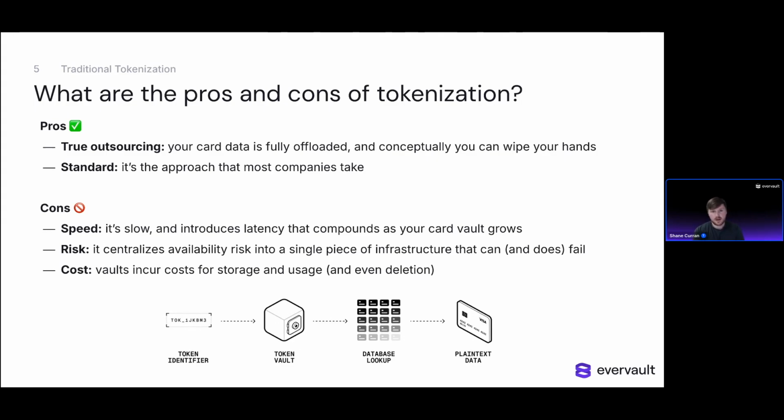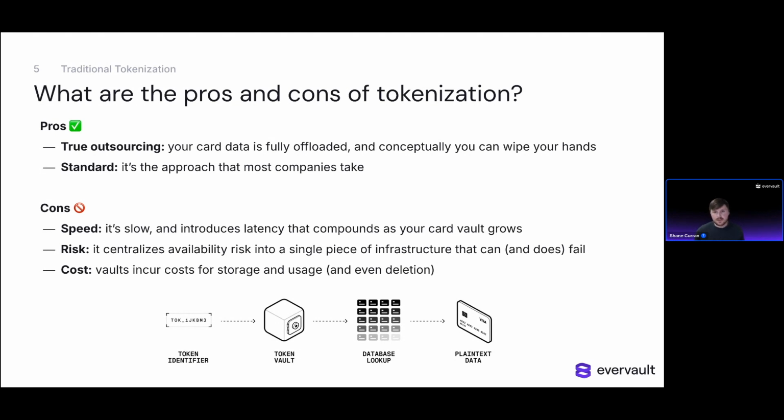It does have a lot of cons though. We'll touch on these in a little bit more detail shortly, but speed is a major thing. Conceptually, it's very simple: there is a database containing all of the raw card information, but because there's a central database, there's another service that needs to be called to handle all the tokenization operations. So creating the token takes time, retrieving the token takes time, and deleting the token takes time.